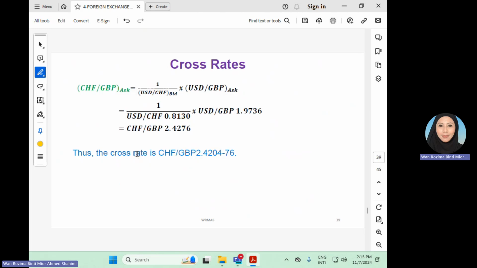Okay, same thing with ask. Since you have to take the reciprocal, this one you cannot choose ask. You need to write bid. This one you don't have to change, so just maintain as ask, and at the end you will get the cross rate for Swiss franc and British pound for bid and ask.